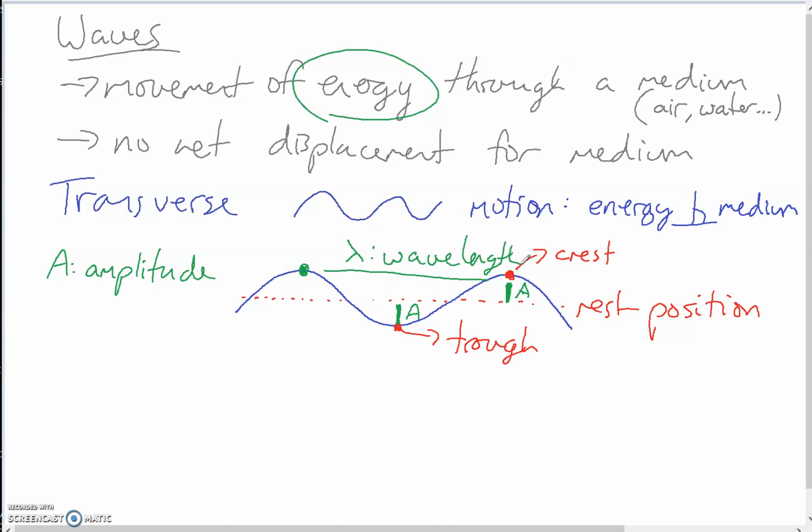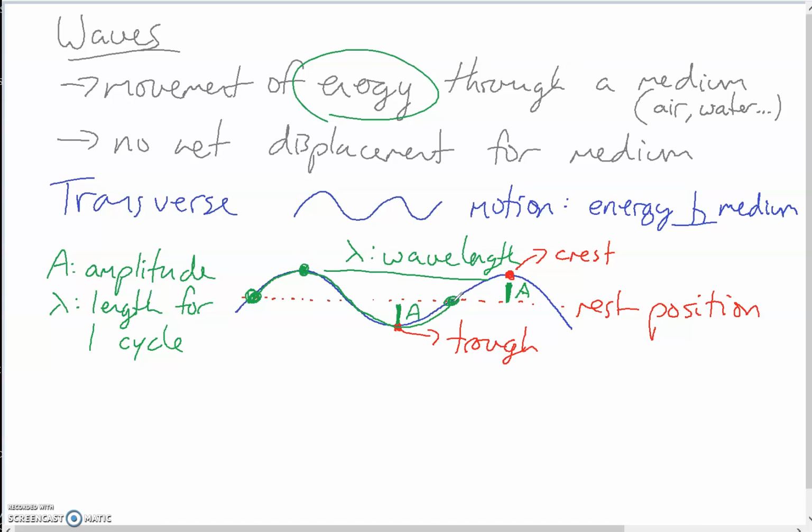So you've got the amplitude, which is the A, and you've got the lambda, and that's the length for one complete cycle, or the wavelength. It could be from crest to crest, it could be from trough to trough, it could be from this rest position all the way through to here like this. That would also be one wavelength. There are lots of different ways that you can label a wavelength.